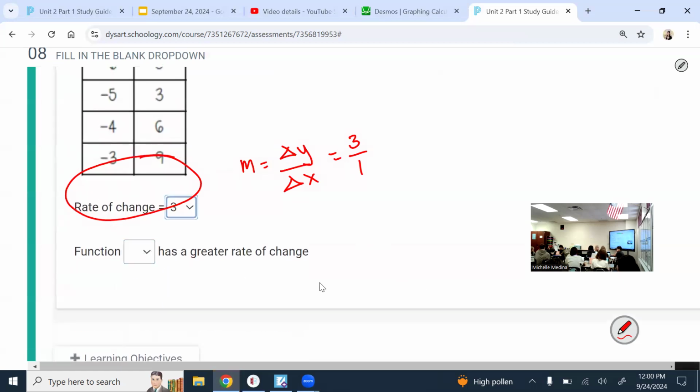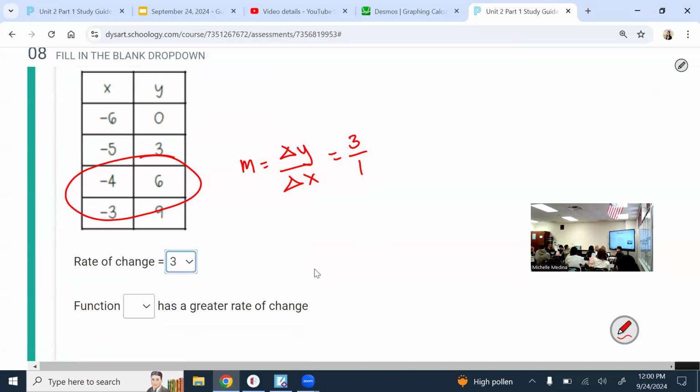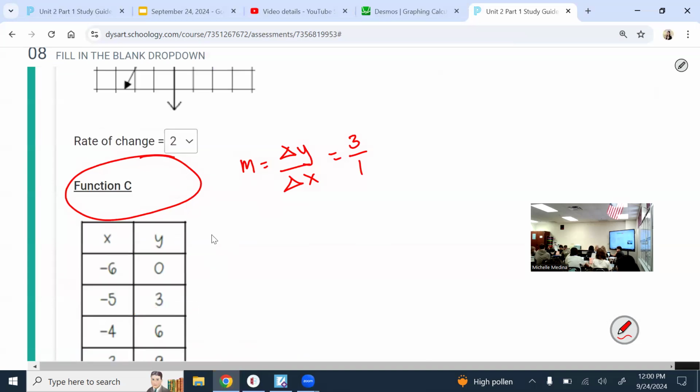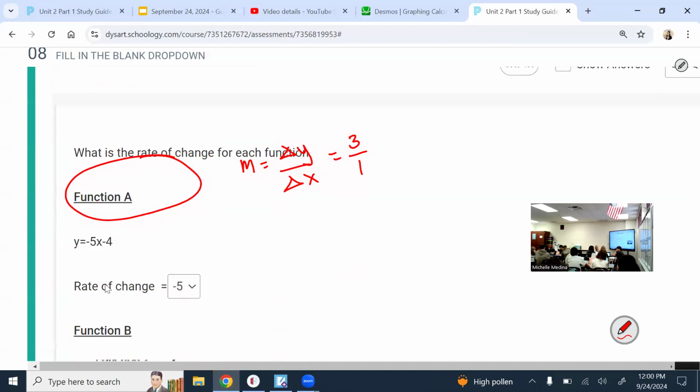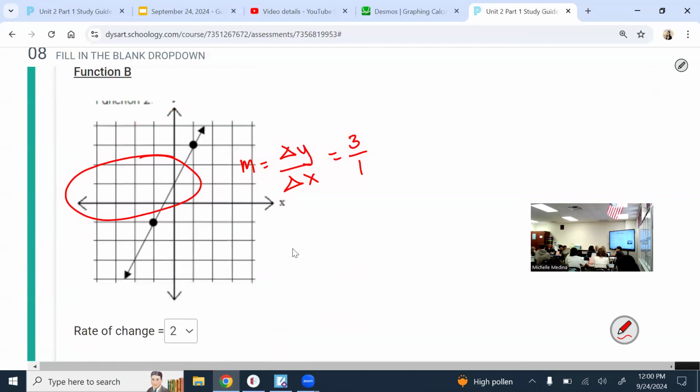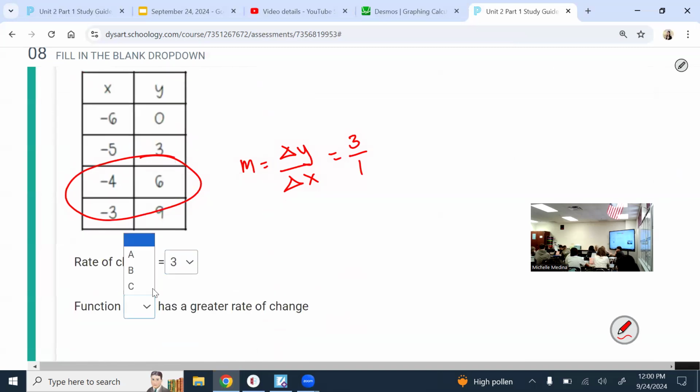Now it says function blank has a greater rate of change. So my table was 3. My function B was 2. My function A was -5. What's the greatest? Good. The 3 is the greatest, which was function C.